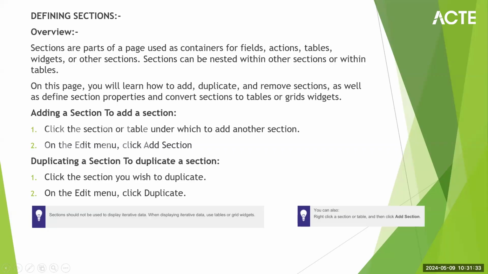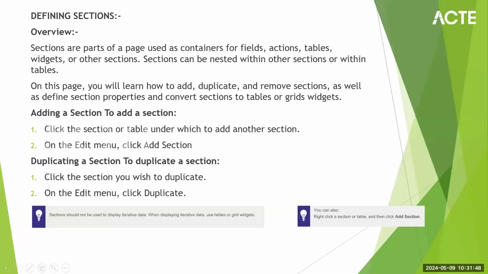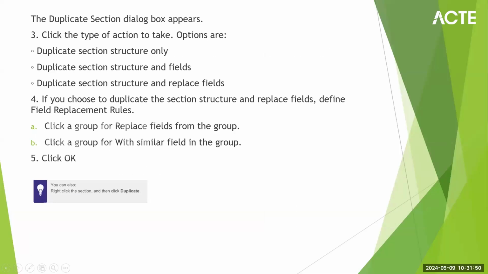You can also add a section by right clicking on any section or a table you wish to add a section and clicking add section. Like duplicating, click on the type of the action. These are the three types of how you duplicate: duplicate section structure only, or structure with fields, or structure with replacing the field.